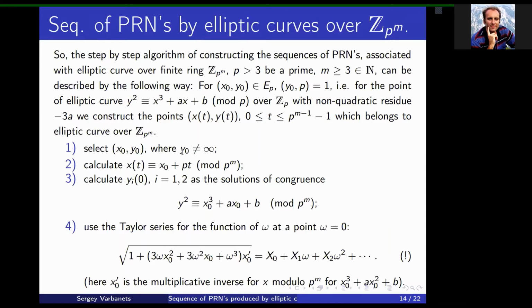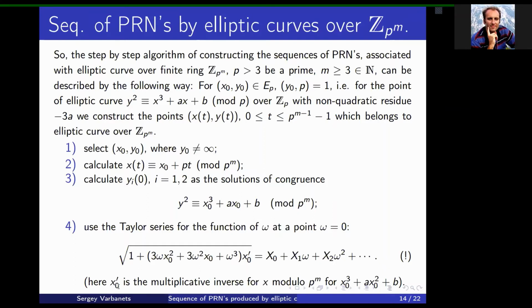for the non-infinity point component y0. Then we calculate x(t) by the following congruence, and then we calculate y_i(0) for i equal to 1 and 2 as the solution of the following congruence. We use the Taylor series for the function of omega at the point omega equal to 0 in the following way.